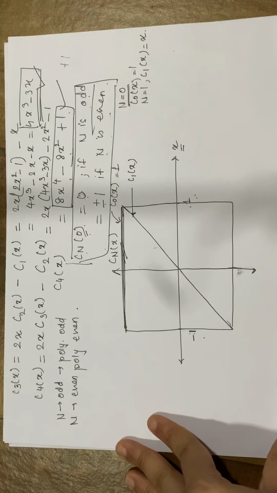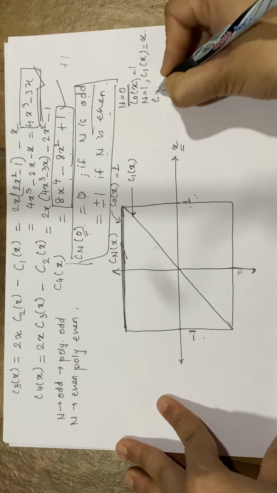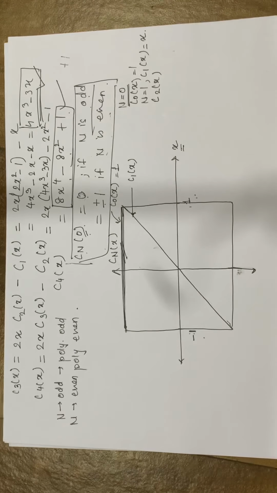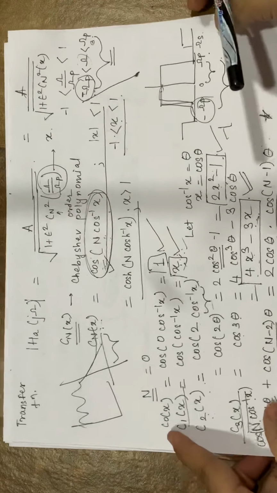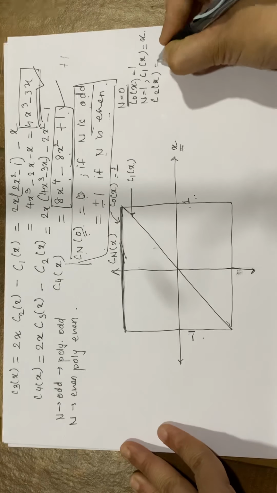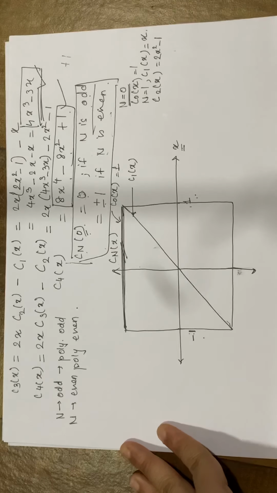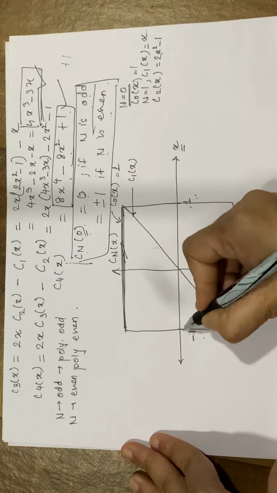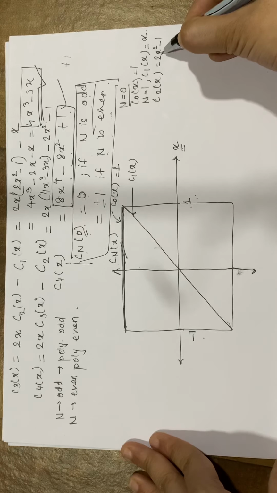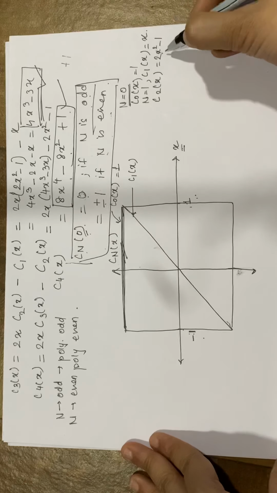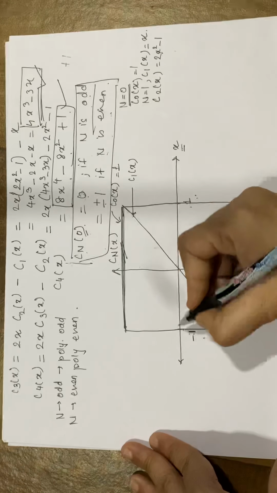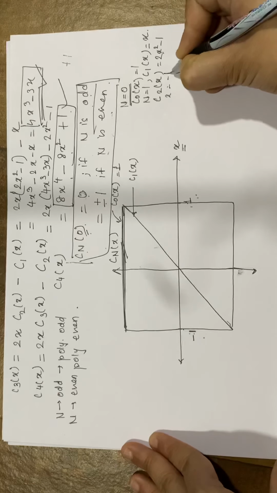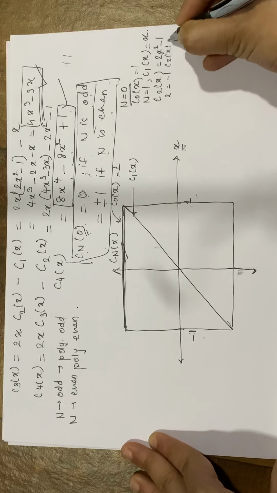Okay, then let us plot C2 of x. What was C2 of x? It was equal to 2x square minus 1, right? So 2x square minus 1. So let us first substitute x equal to -1. If I substitute x equal to -1 over here, what am I going to get? 2 into -1 square, that is 2 minus 1, which is equal to 1. So for x equal to -1, C2 of x is equal to 1.